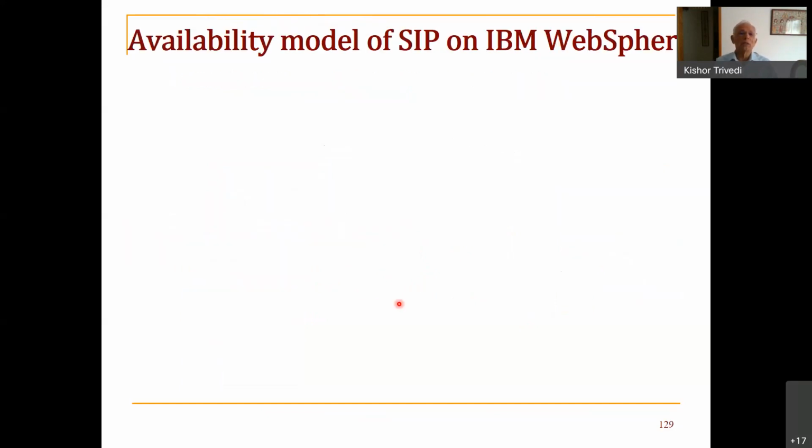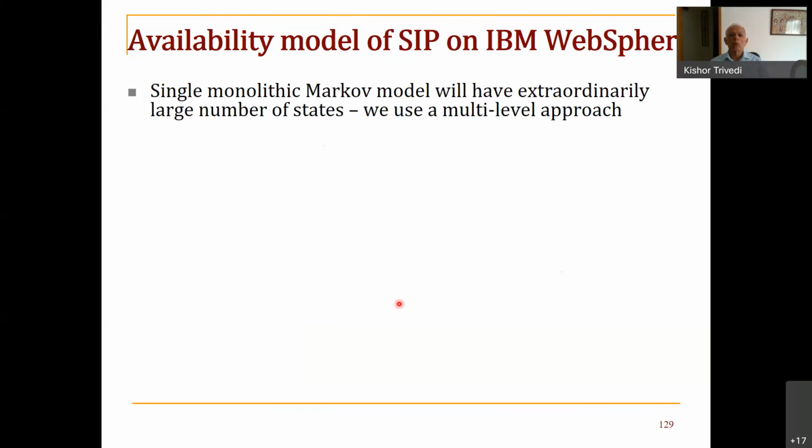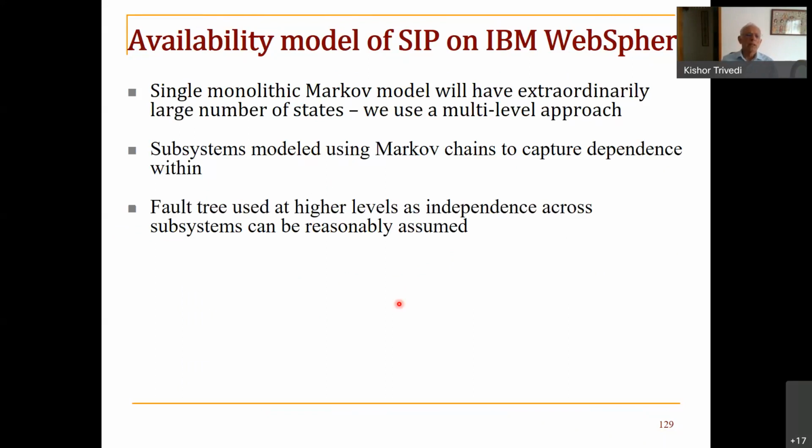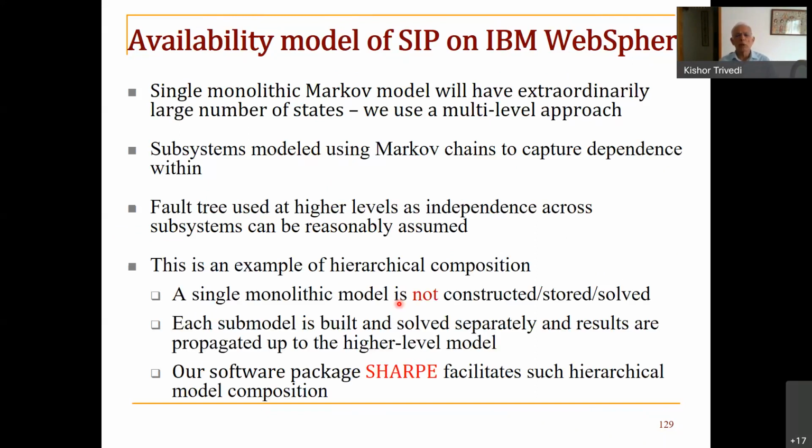So at the top level, a single monolithic Markov model will have an extraordinarily large number of states. So we use a multi-level approach. Subsystems are modeled using Markov chains to capture dependence within subsystems. And a fault tree is used at the higher level, as independence across subsystems can be reasonably assumed. And so this is an example of hierarchical composition. A single monolithic model is not constructed, stored, or solved. Each submodel is built and solved separately, and results are propagated up to the higher-level model. And our software package SHARPE facilitates such hierarchical model composition.